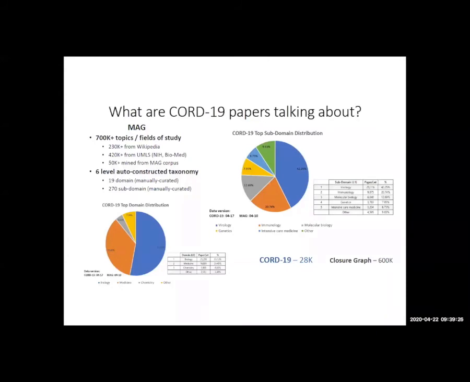However, all the remaining 700K plus topics are automatically constructed into a 6-level taxonomy with the help of some state-of-the-art NLP techniques. Those details are in the very last slide. I have the reference slide to have the details in the paper. So you can see that for each paper in MAG, based on its title and abstract, which provide the textual information about this paper.